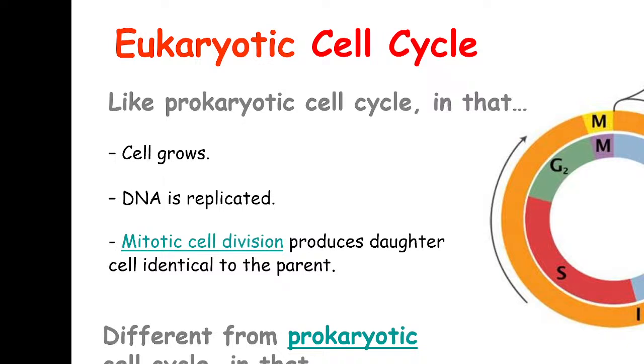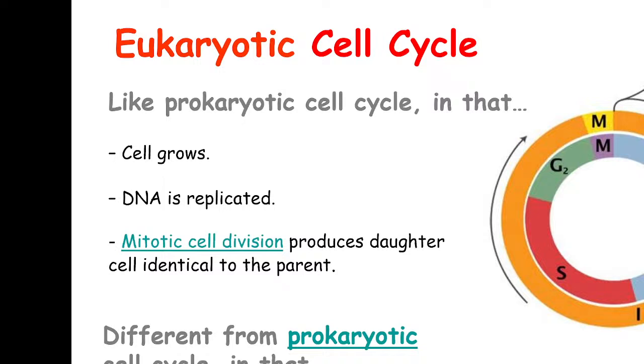In mitosis, one parent cell produces two daughter cells, and these two daughter cells are identical in nature. That means their chromosome number, their shape, and everything is identical. And this is different from prokaryotic cell division. In prokaryotes like bacteria, the cell division is binary fission. That means one cell simply divides and produces two bacterial cells.